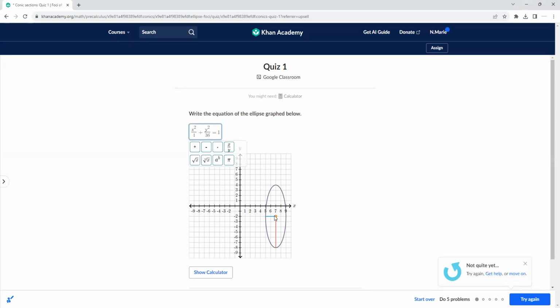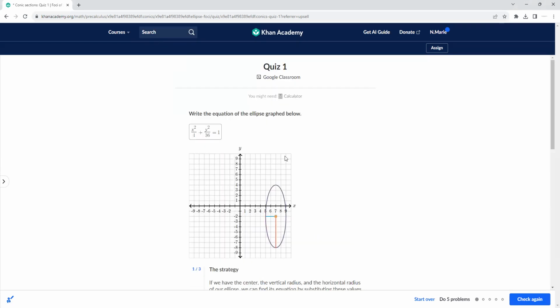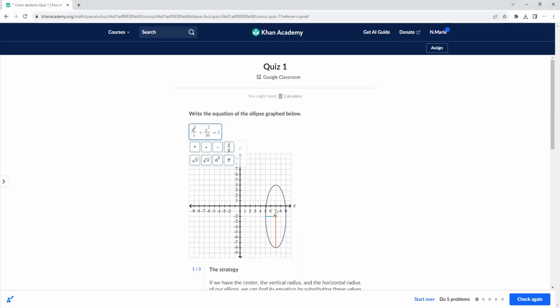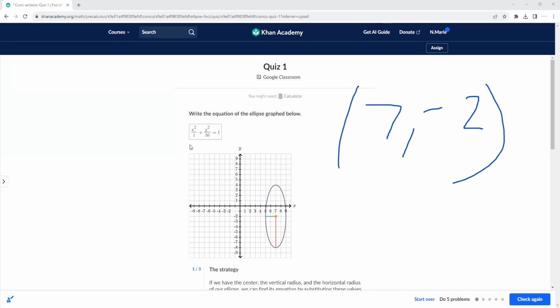Wait, hold on. Oh, I forgot about the center part. Sorry. Okay, that part's correct, but also the center, I forgot to add that. So the center is at 7, -2. So it's just like equations with circles. We need to put it with the x squared and the y squared. So it's x minus 7 squared, y minus -2 squared, which becomes y plus 2 squared. And that's how you would write the equation of the ellipse. You have your center, you have your co-vertices, main vertices, and that's that.